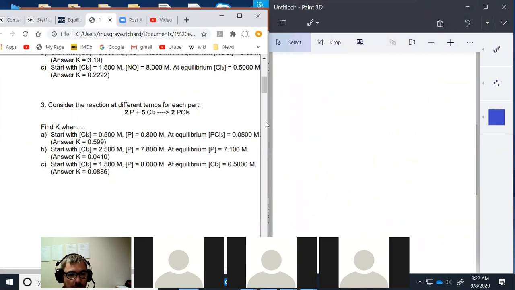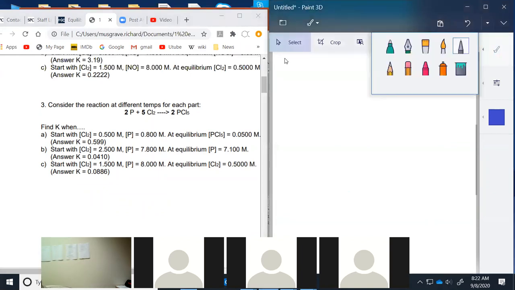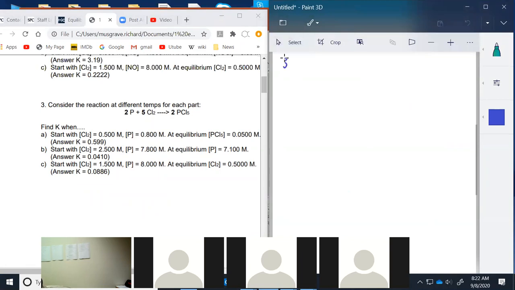So we're looking at, let's see which one, 3C. Now 3C, we've got 2P plus 5Cl2 gives 2PCl5. We've got our initial or start, it doesn't really matter what you put there, equilibrium.